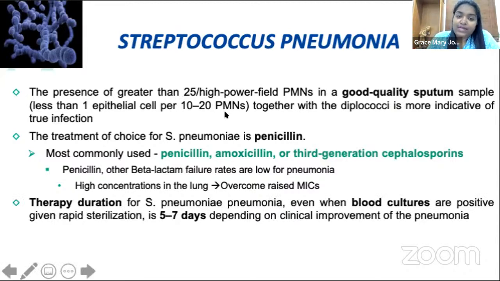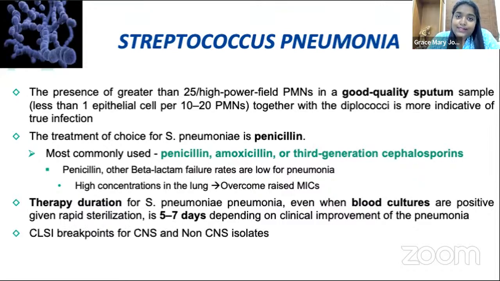Now, if you have blood cultures that are positive for pneumococcus, based on the resolution of your pneumonia, the duration of treatment is just 5 to 7 days, even if you have blood positive for pneumococci. That means if the lung is getting better, you don't have to give for 10 days or 14 days. Shorter days of therapy is available.